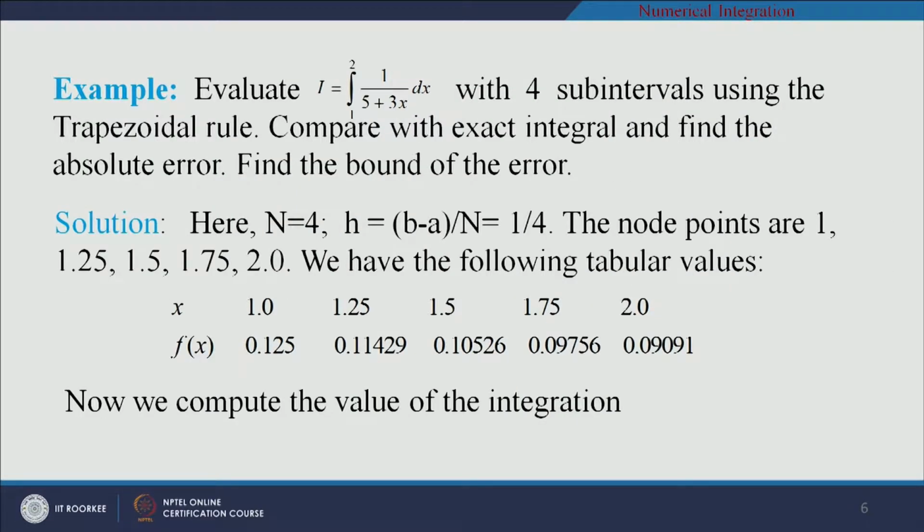Now suppose a question is asked like: evaluate the integral I equals the integral from 1 to 2 of 1 by (5 plus 3x) dx with 4 sub intervals using the trapezoidal rule, compare with the exact integral, find the absolute error and find the bound for the error. Here a is given as 1 and b is 2, and 4 sub intervals means n equals 4.